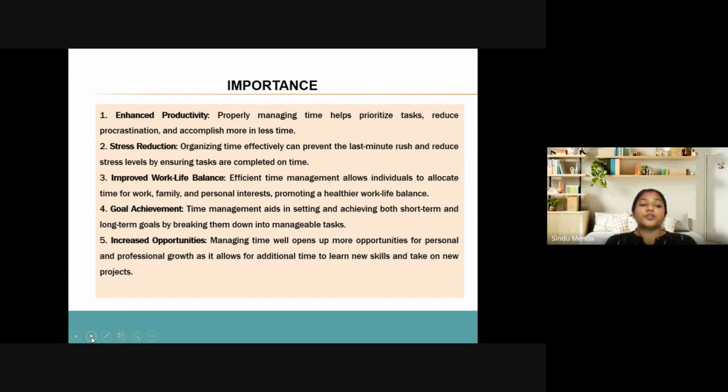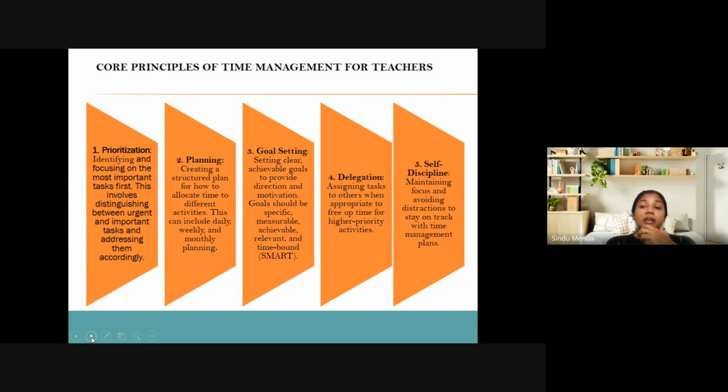And the increased opportunities. When you are managing time well, it opens up more opportunities for your personal and professional growth. It allows additional time to learn new skills or take on new projects. So when you are managing the time, automatically it gives productivity, more efficient and effective work, and better emotional well-being.